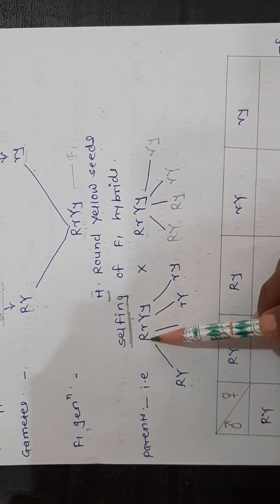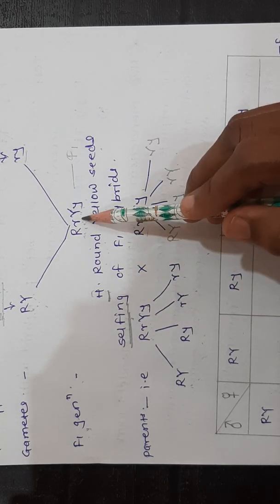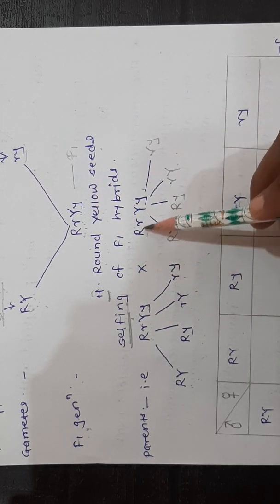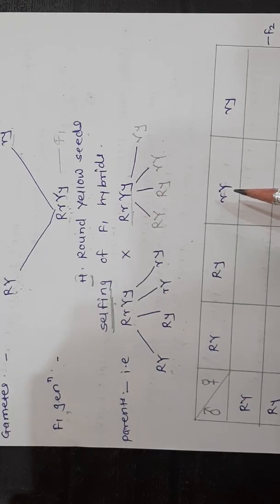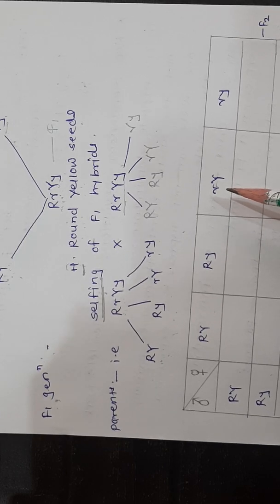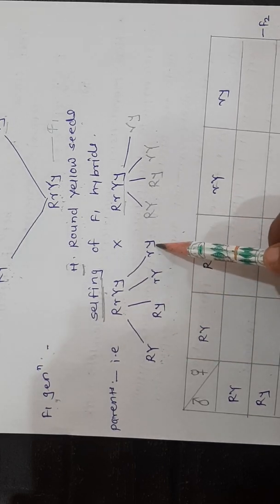Here capital R, capital Y, small y. It is the F1 progeny. It is crossed with the same parent. Means here for obtaining the F2 generation, parents are the same. Then they segregate four types of gametes.